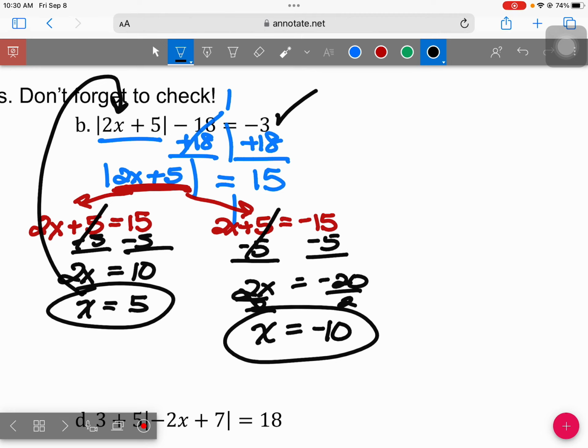Let's do it with negative 10. What's 2 times negative 10? Negative 20. What's negative 20 plus 5? Negative 15. What's the absolute value of negative 15? How far away is that from 0? 15. 15 minus 18 is negative 3. So that checks out.